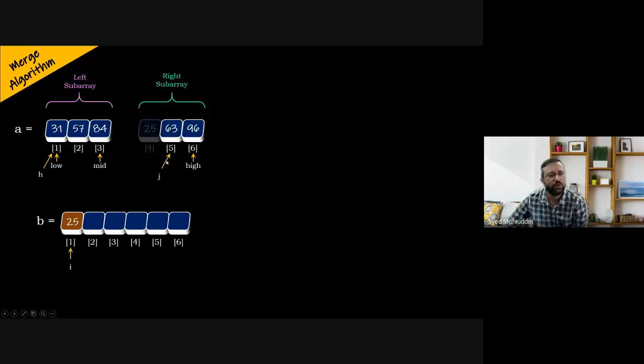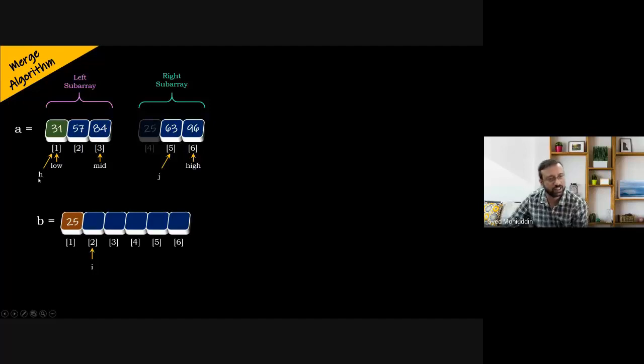Then j will move to the next. h is not moving, remember. Whichever element we stored in array B, the index of that element moves to the right. Then simultaneously i will be moved so that we can store the next element at the next index in array B. Now again we perform the same step.